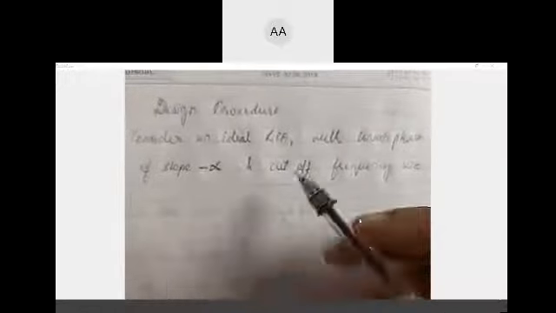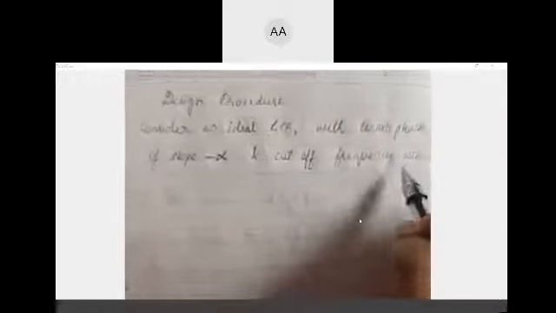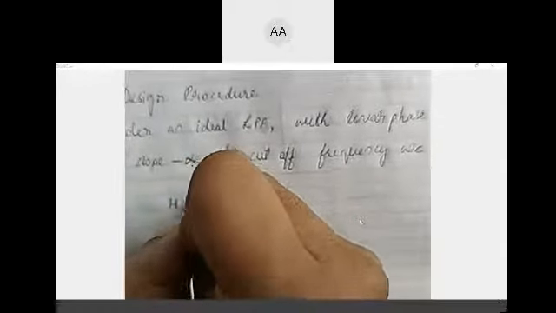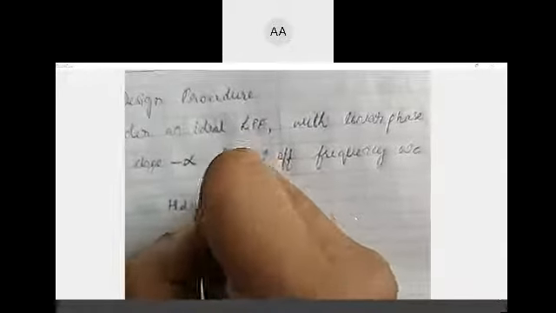So we are going to do the design of the low pass filter with a linear phase of slope alpha, and the cutoff frequency is given as omega c. So how do we write this? In the first class, if you remember, the impulse response in the frequency domain, Hd of omega, we wrote it as, right?